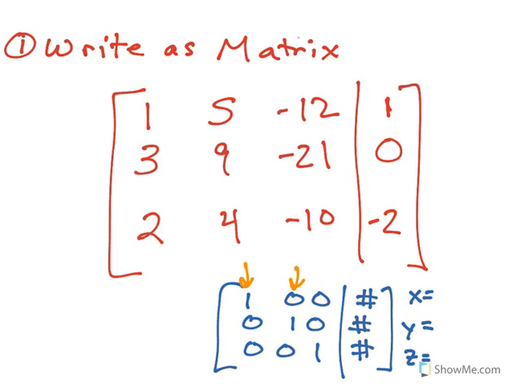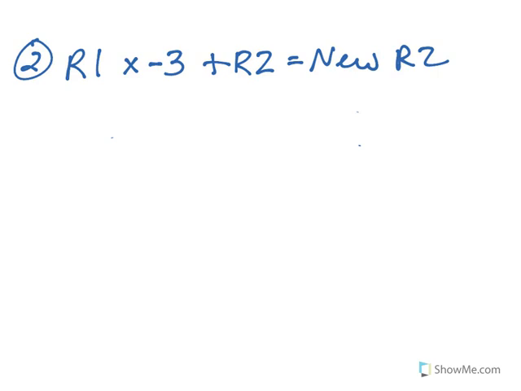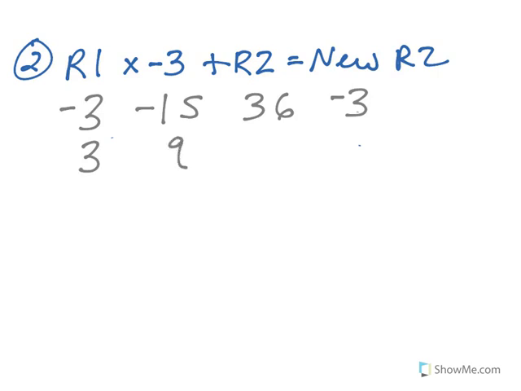So our first step is to get a 1 in the first spot. Now, we are lucky enough to already be there, so we can move on to this next piece. To do that, we're going to take our first line and multiply by negative 3, add these two together. So if I take row 1 times negative 3, that gives me negative 3, negative 15, 36, and negative 3. Then we're going to add to that row 2. Row 2 is 3, 9, negative 21, and 0. This gives me my new row 2.